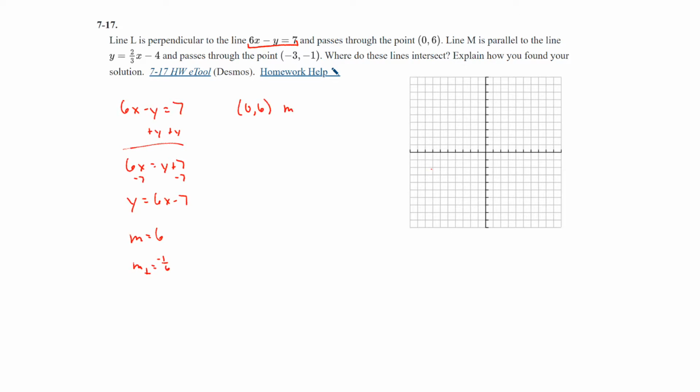So we know the slope is negative 1/6 and it passes through that point. If I graph that, (0, 6), with a slope of down 1 and to the right 6, I could also go up 1 and to the left 6. So this would be line L.